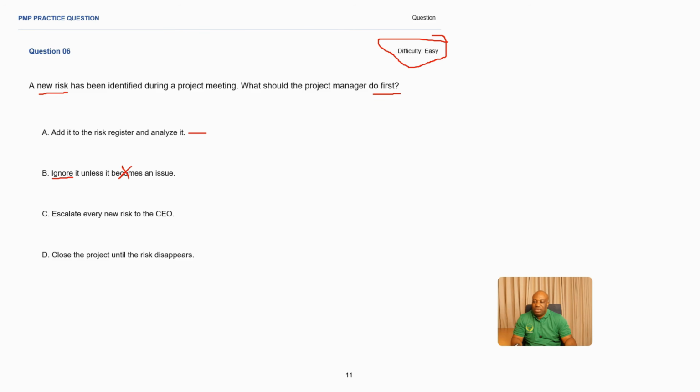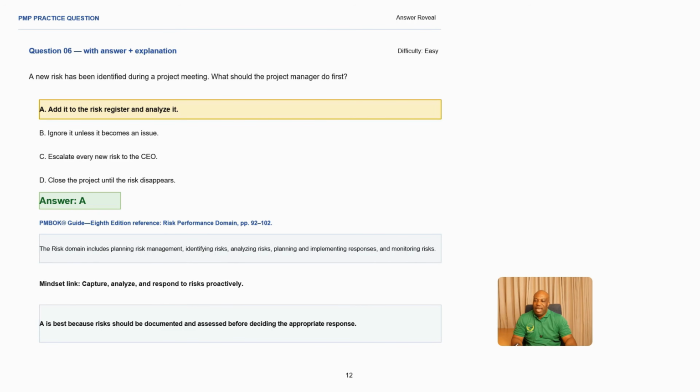Escalate every risk to the CEO. Project manager is supposed to run the project, not to be escalating each and every item. So that eliminates this answer. Okay. Close the project until the risk disappears. You cannot just close a project because there's a risk. You try to mitigate against the risk, or you try to come up with a risk response so that if that is going to materialize, you know how to react, making A the best answer.